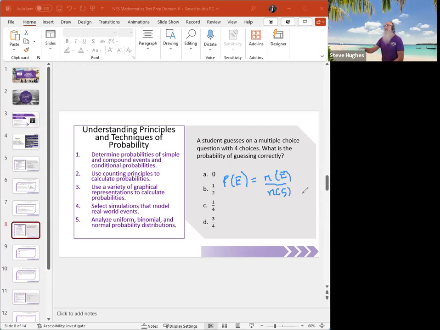In this case, everybody, what is the probability of guessing? What's the number of ways I could guess correctly? 1. What's the number of items in my sample space? 4. So what's the probability? It is C, 1/4. Remember the formula. The probability of an event is the number of ways the event can occur divided by the number of items in my sample space.